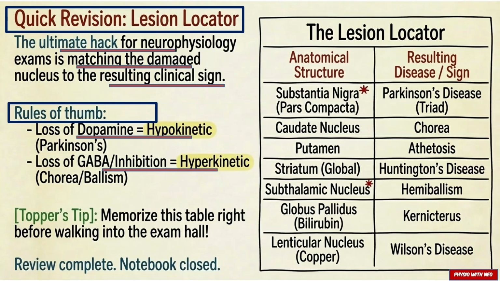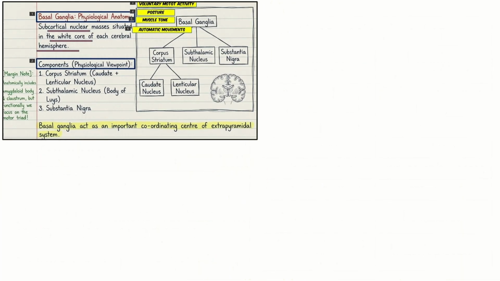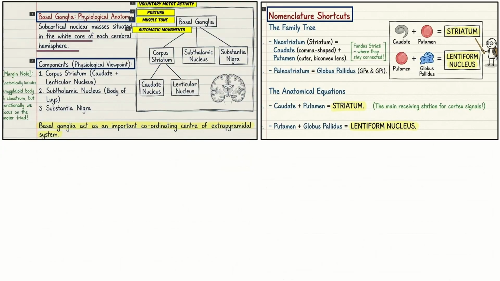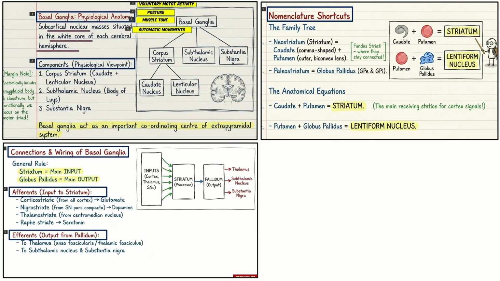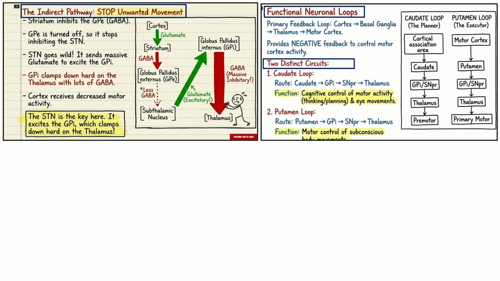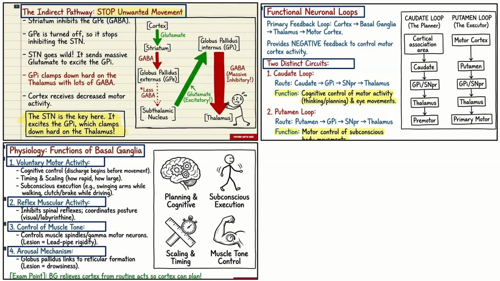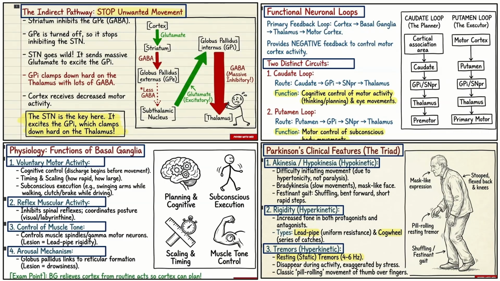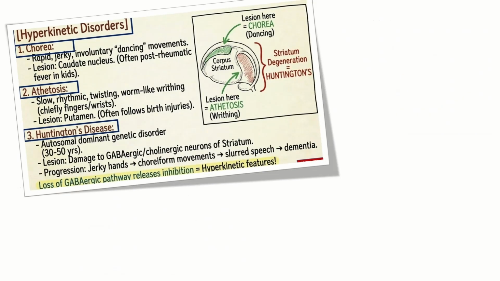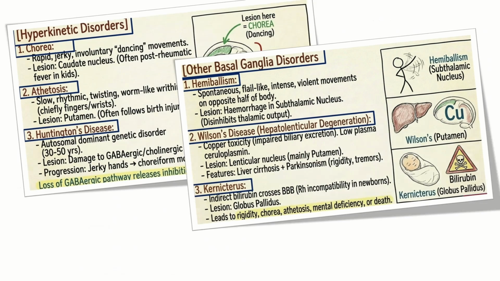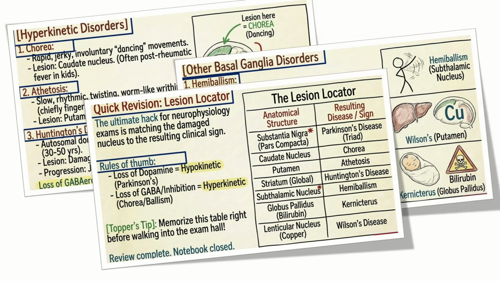Now let's focus on the examiner's perspective of the complete answer. This is the final 10 marks answer structure that the examiner appreciates. Start with the definition, components, then the nomenclature of basal ganglia nuclei, then connections and wiring of basal ganglia, the direct pathway, the indirect pathway, then the different functional neuronal loops including the caudate loop and putamen loop, then the physiology or functions of the basal ganglia, Parkinson's disease, the clinical features, the different hyperkinetic disorders, and the other basal ganglia disorders. And finally, conclude with a table showing the different lesions, anatomical structures, and the resulting diseases or signs.